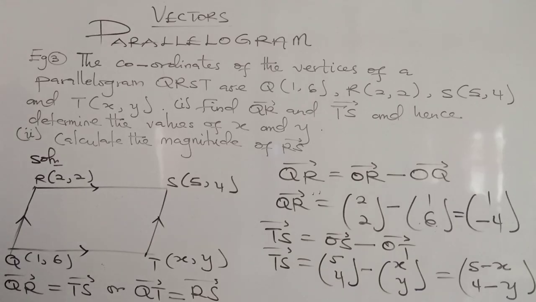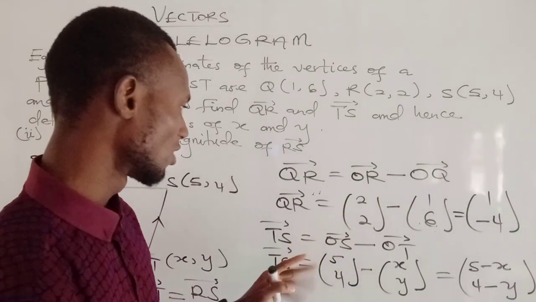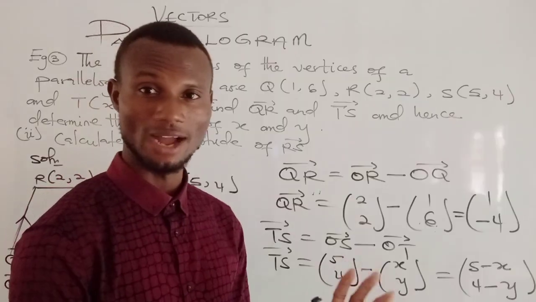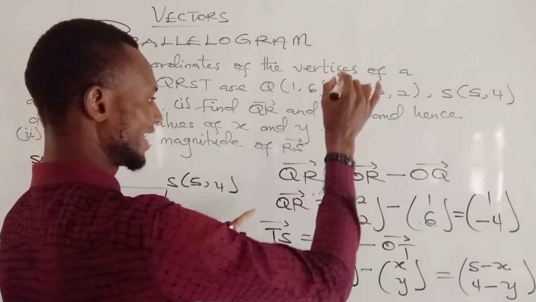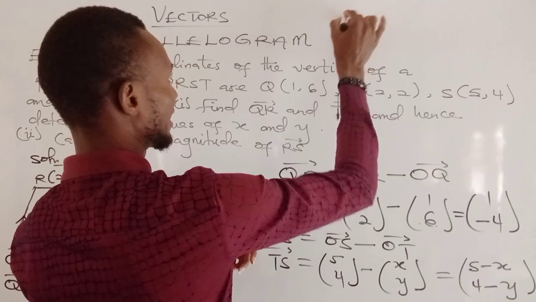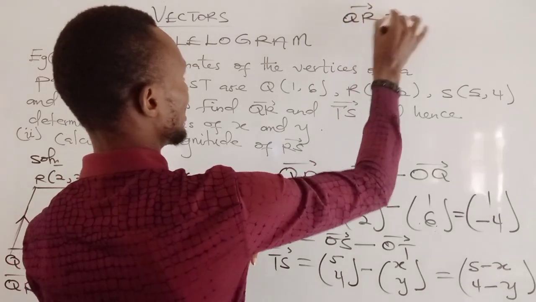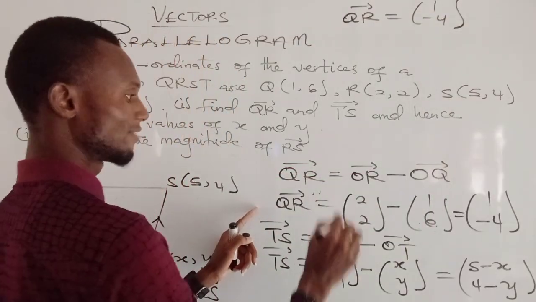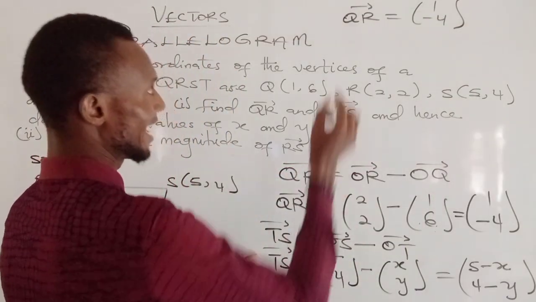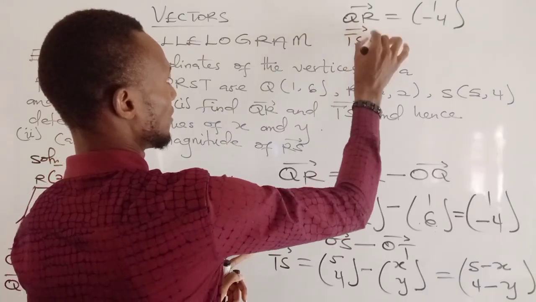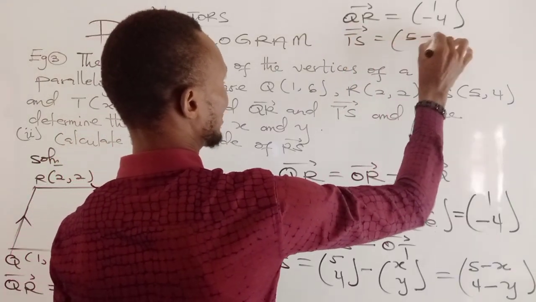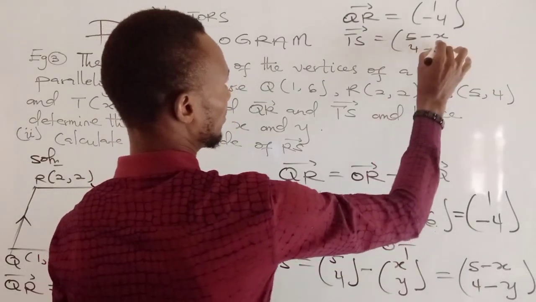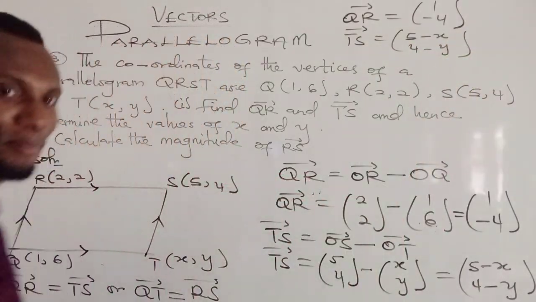I need more space, so let me clean a portion of the board so that we can continue. But before we go ahead, let me put the values of the vector QR and TS down so that we can make reference to it. The vector QR, we had 1, minus 4, and the vector TS, let me write it here, we had 5 minus s and 4 minus y.